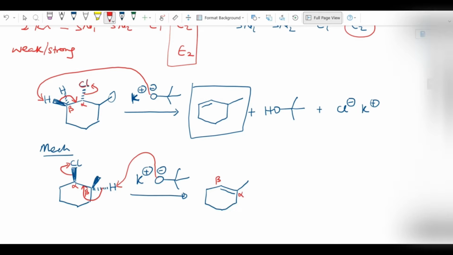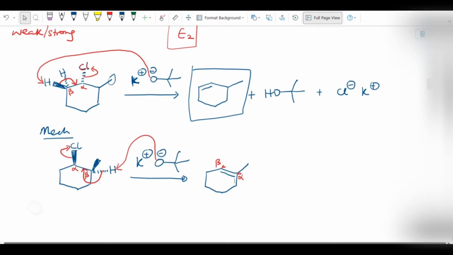Now, the alkene will lose its stereochemistry. Why? Because the sp2 hybridized carbons are trigonal planar, and there is no stereochemistry whenever we're discussing trigonal planar atoms.